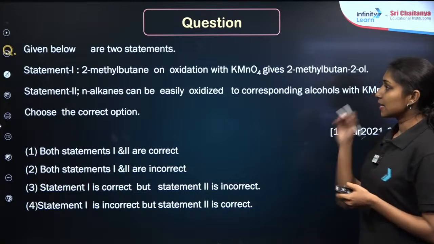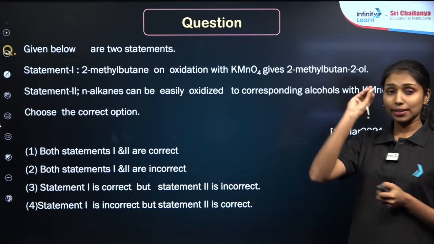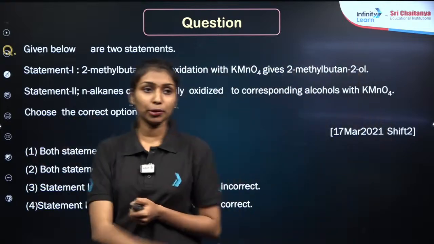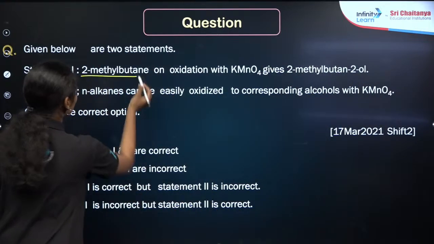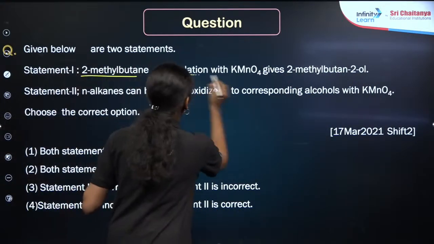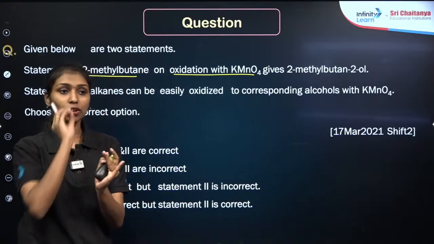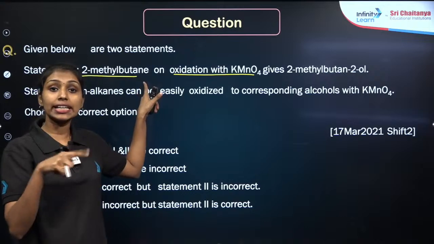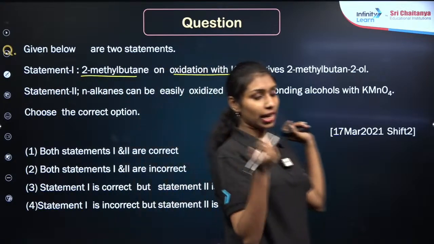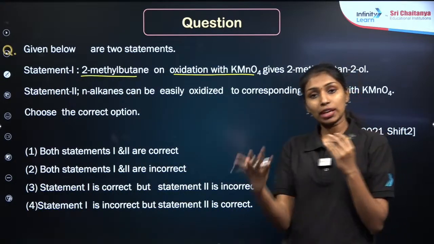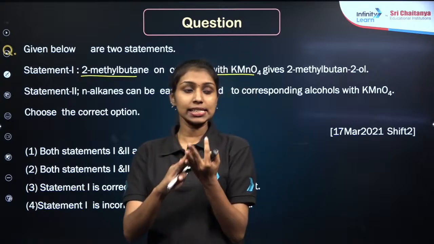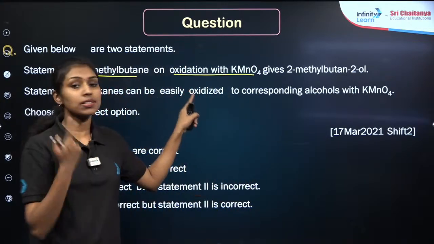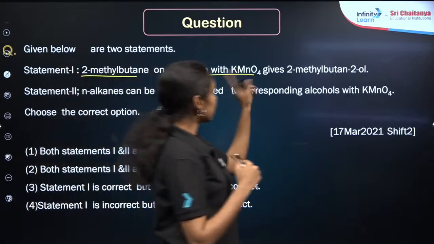Here is the next question. This is a statement based question. Read the statement carefully. I will just give the answer first. So here it is 2-methyl butane, right? It is about the oxidation with KMnO4. While you are writing the structure of 2-methyl butane, you can observe that this particular compound contains tertiary hydrogen. So I have already mentioned that if any alkane contains tertiary hydrogen, it will result in the corresponding alcohol by oxidation with KMnO4, right? So statement 1 is correct.